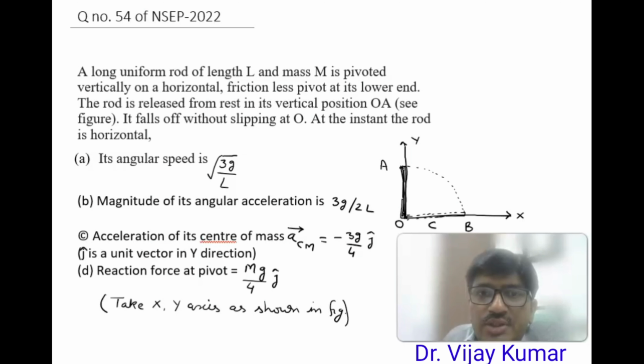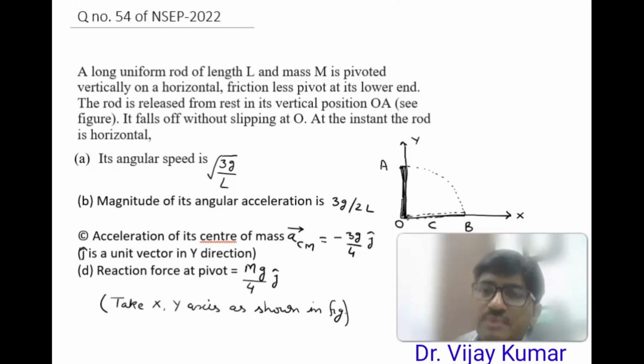Welcome dear students. In question number 54 of NSEP 2022, the question is: a long uniform rod of length L and mass M is pivoted vertically on a horizontal frictionless pivot at its lower end. The rod is released from rest in its vertical position OA. See figure. It falls off without slipping at O at the instant the rod is horizontal.